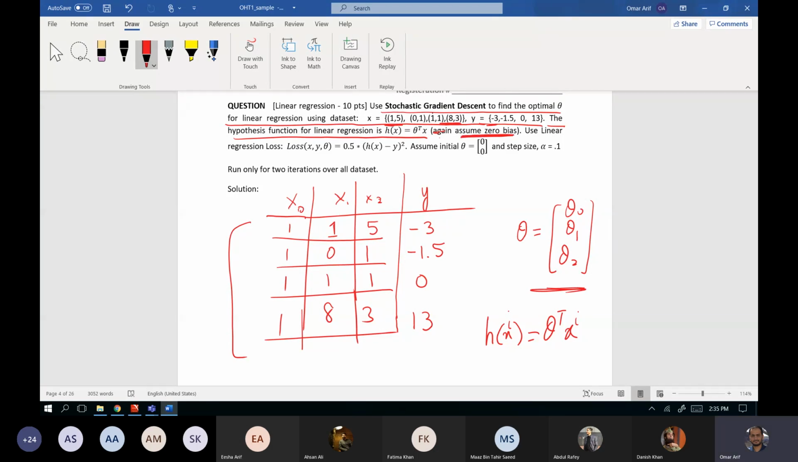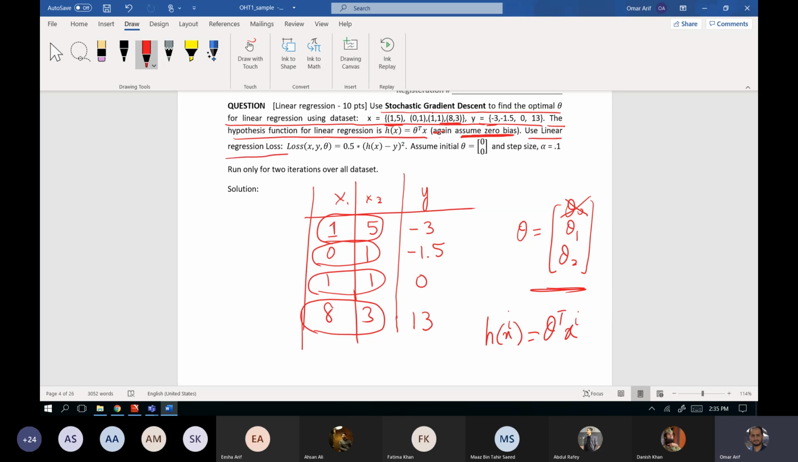Assume zero bias means that you do not need to worry about the bias term, or you do not need to compute theta 0. Just assume theta 0 is 0, which means that even if it's there, we do not really care about it, because we are assuming it is 0. Okay? And x1 basically is this, x2 is this one, x3 is this data, x4 is this one here.